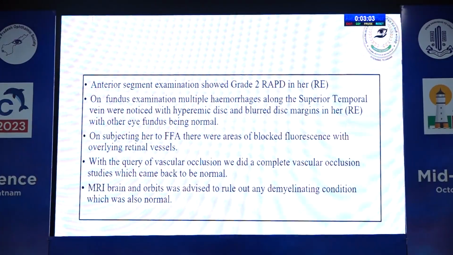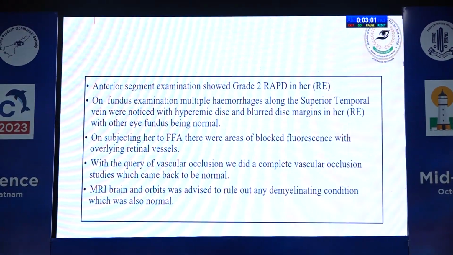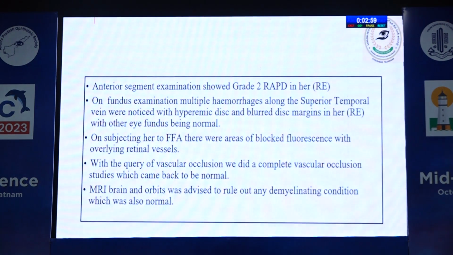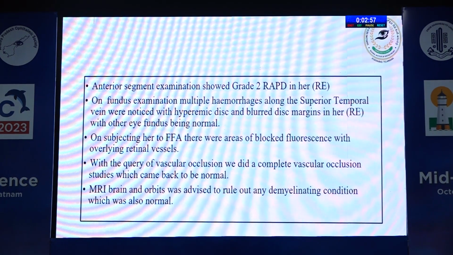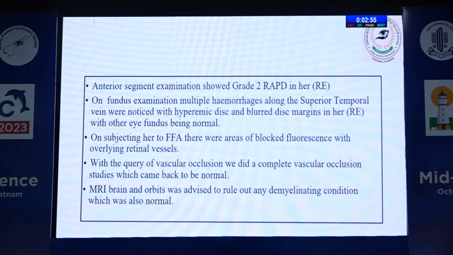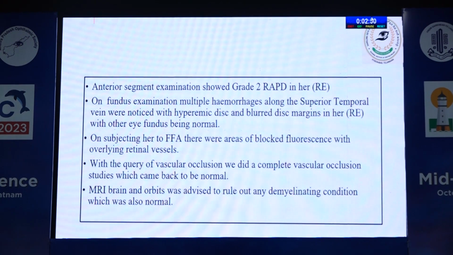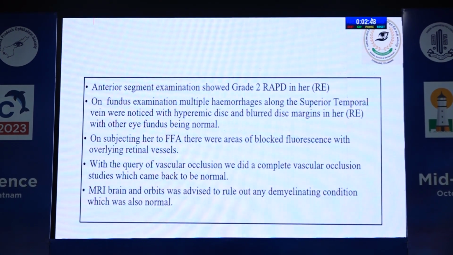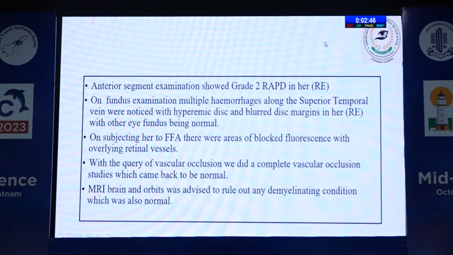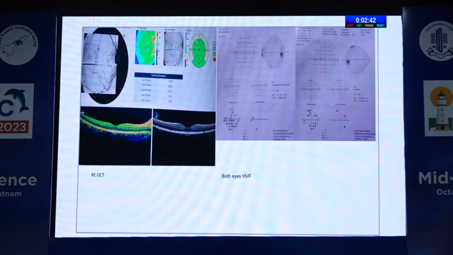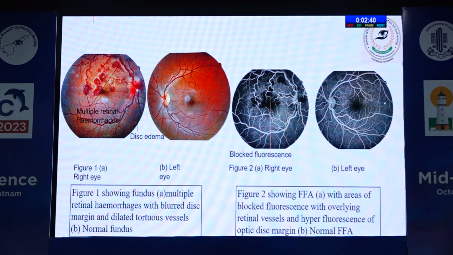On fundus examination, there were multiple hemorrhages along the superior temporal vein with a hyperemic disc and blurred disc margin in the right eye, with the other eye fundus being normal. On FFA, there were areas of blocked fluorescence with overlying retinal vessels. This patient was referred to our retina department directly because she had been diagnosed as superior temporal branch retinal vein occlusion at other hospitals. She was advised intravitreal Avastin.